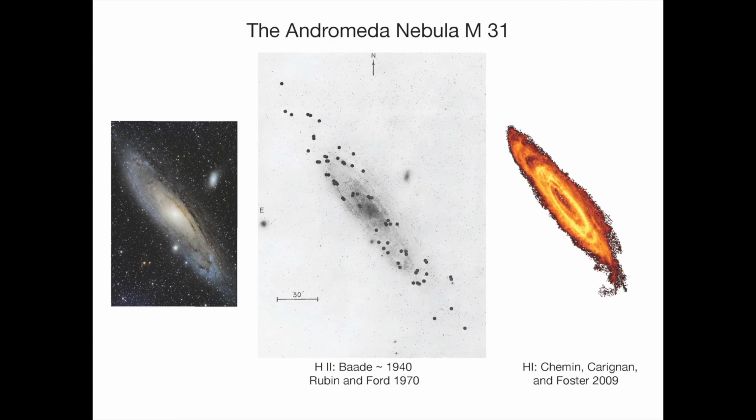Oh, there it is. The Andromeda Nebula, optical light in the left. In the middle, the black dots are emission line regions, H2 regions. I love the story of how they were found.